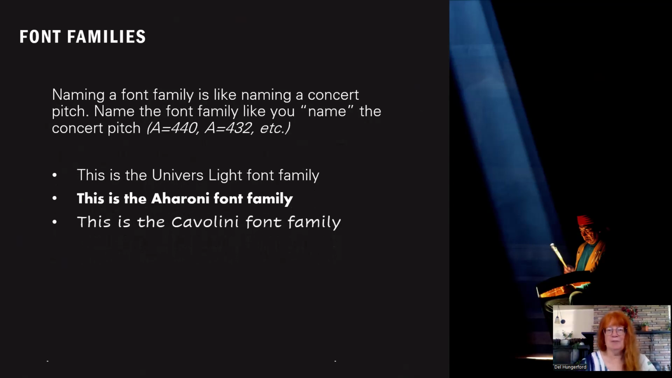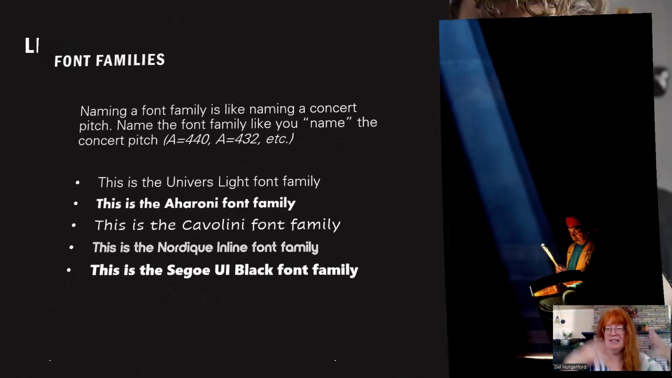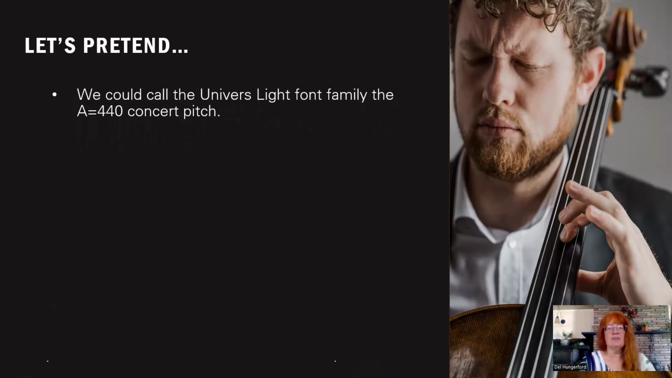This is the Cavallini font family. Again, they all have a similar look. This is the Nordique inline font family. And this is the Segoe UI Black font family. They all have a different look. So if you compare those to concert pitches, one might be the Universe Light concert pitch, another might be the Aharoni concert pitch, etc. I'm just using that to give pictures. So let's pretend for a moment that this Universe Light looks pretty normal to what we're using. So let's call that A440 because it's what we're used to looking at, letters that are very clean like this.